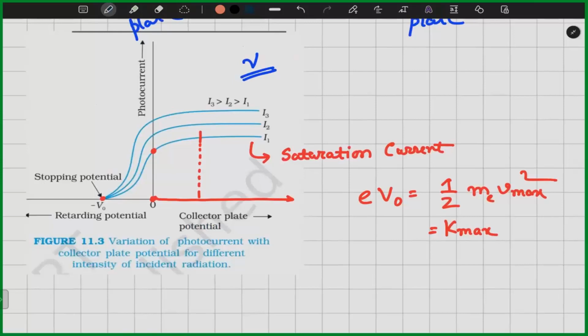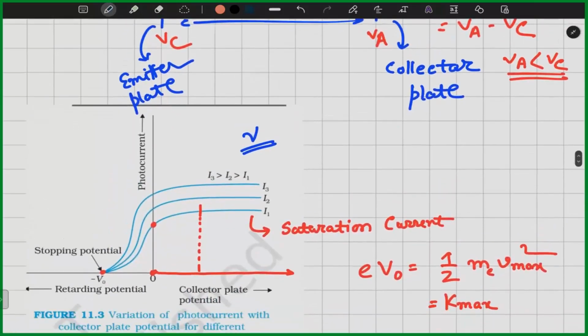And the second thing is that when we apply the potential difference in the negative way, that means when VC is greater than VA, in that case it opposes the flow of the electron, it restricts the flow of the electron. That means if we increase that retarding potential in the negative direction, it restricts the flow of the electron, and essentially the photoelectric current decreases.